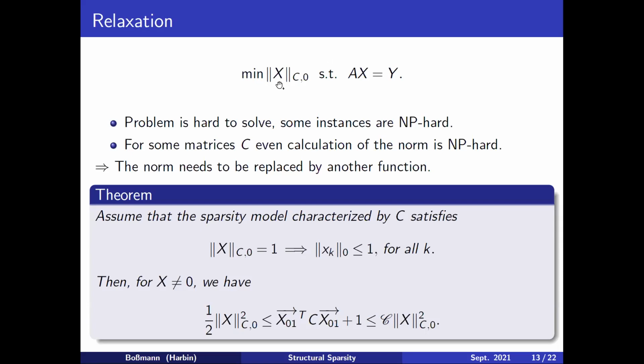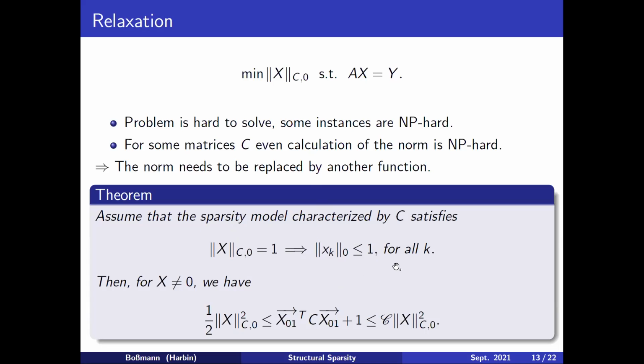So we need to replace this norm here so we can handle this problem. And one thing we can show, under some mild assumptions on the norm, is that it's basically saying that the columns of our matrix need to be one sparse if the element itself is also one sparse. In the publication, you will see later on, we can even relax this condition a bit more, but for this talk here, I think this is easier to handle.